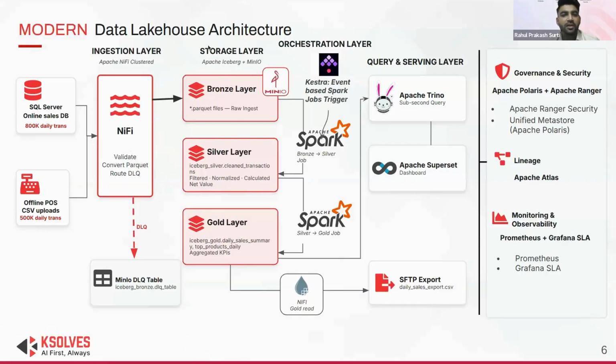Now, at the storage layer, we have two things: Apache Iceberg plus MinIO. MinIO is an S3 compatible storage system. And Apache Iceberg. Now, what is Apache Iceberg? Apache Iceberg is the component that makes the storage system behave like an enterprise data warehouse.